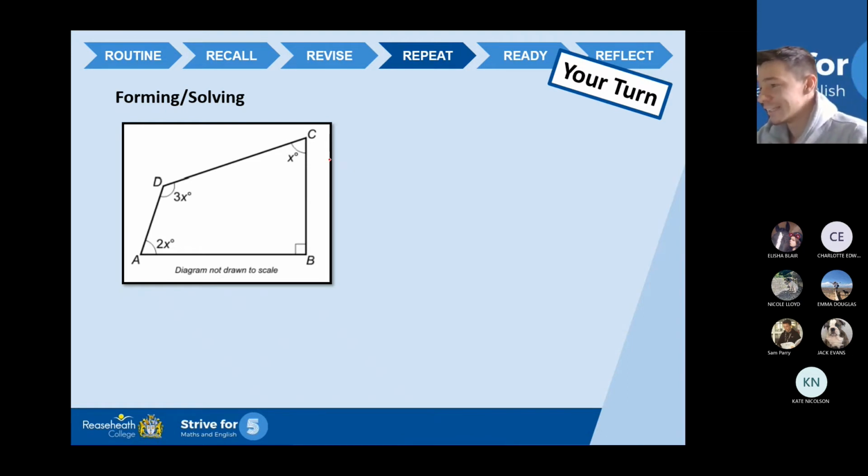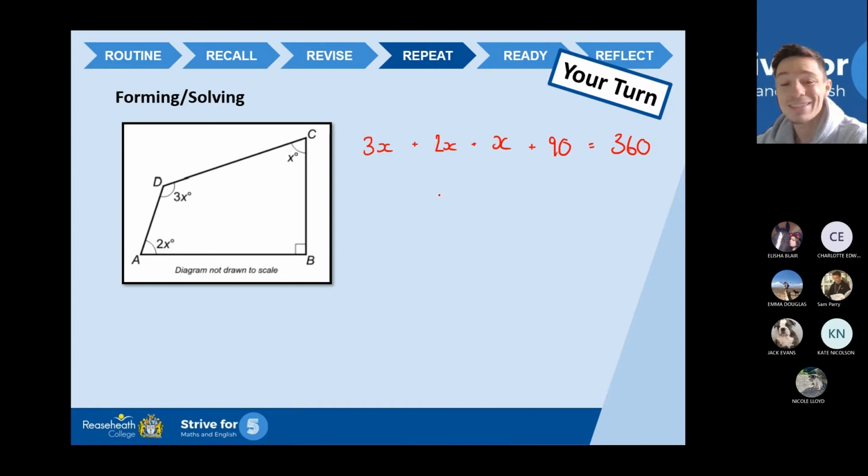Anyway, we've got 2x, 3x plus x. So let's start with 3x. 3x plus 2x plus x plus 90, because we've got 90 degrees in the corner. All of those add up to 360. Let's put all of my x's together. So 3x plus 2x plus x, that is 6x. 6x plus 90 equals 360. What do I want to do next?